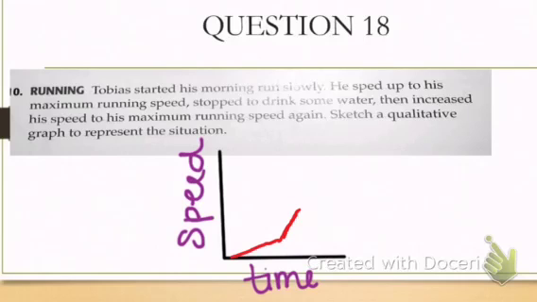Then we're going to stop and take a break for some water. So we're going to remain constant. And then we are going to increase to our maximum running speed again, so that will be steep again. So again, because this is comparing speed and not distance, it's continually going up.